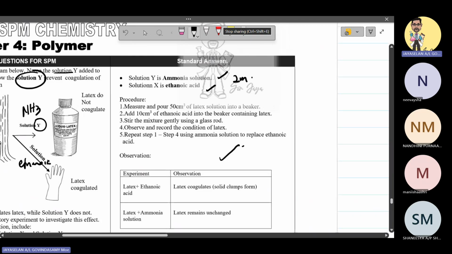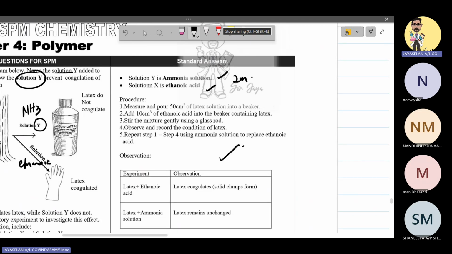Measure and pour 50 cm³ or 100 cm³ of latex solution into a beaker. So you already score your point 1, point 2, point 3. Add 10 cm³, a small quantity is enough, or 5 cm³ also can, of ethanoic acid into the beaker containing the latex. Don't put methanoic acid. Stir the mixture gently using your glass rod. Point number 5, observe and record the condition of the latex.